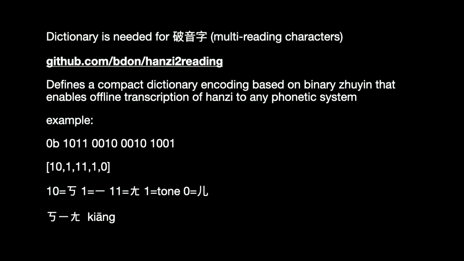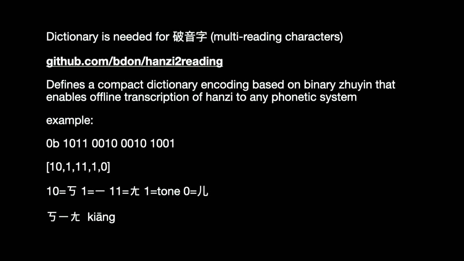And the main issue is that there's what's called multiple reading characters, or 破音字. So in those cases, you need a dictionary to be able to look up how a sequence of characters can be transcribed. So I'm working on this new dictionary format that supports multiple phonetic systems. You can see if I want to encode this syllable kyang, it's 10, 1, 11, 1, 0, that maps to binary. But the idea is that you can use this to transcribe.